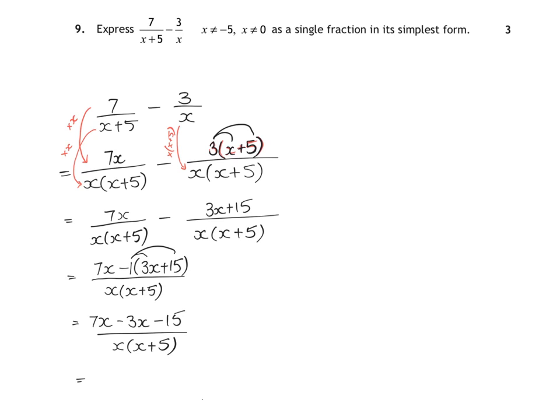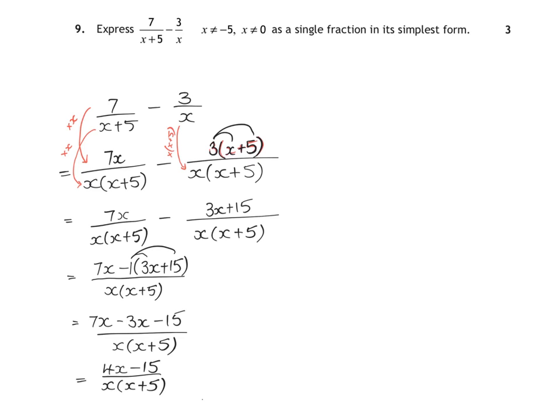So 7x take away 3x is 4x, take away 15, nothing else we can do with that, all over x bracket x plus 5. Is there anything else we can do here? There are no common factors we could take out of the top. There's nothing else, so that is us at our simplest form.